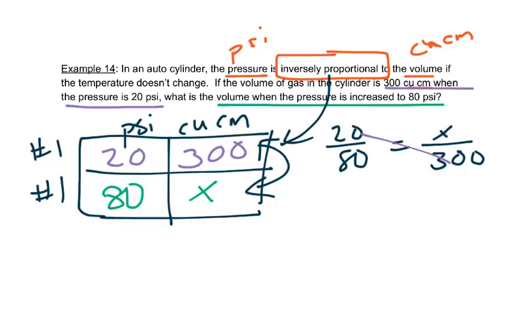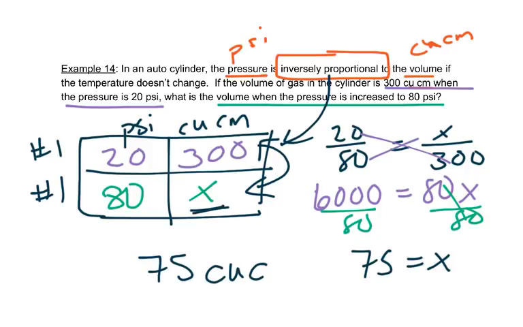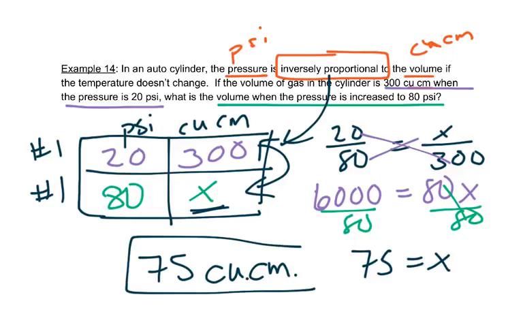20 times 300 is 6,000. 80 times x is 80x. Divide both sides by 80. And we get x is 75. It's under the cubic centimeters, so we have 75 cubic centimeters. Inversely proportional means when the pressure goes up, the volume should go down, and it does. Pressure went up from 20 to 80, so the volume's going down from 300 to 75.